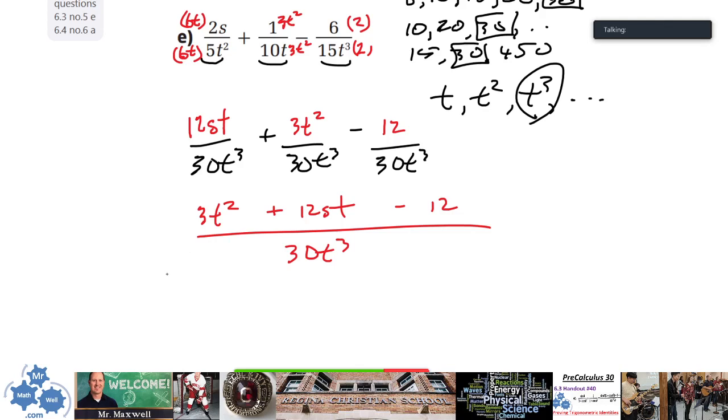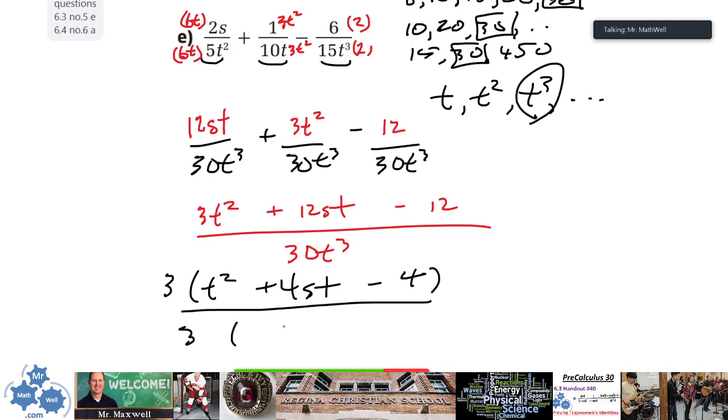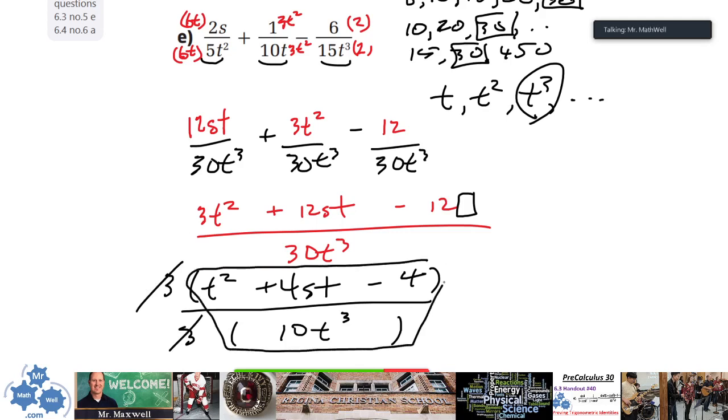So if we pull a 3 out, then we're left with t squared plus 4st minus 4. Pull a 3 out of there, right? Divide 3, divide 3, divide 3. And then if we divide 3 out of the bottom as well, we get 3 times 10t cubed. I don't have any t's in this term here, so I can't pull out a t as well. And of course, no s's in all the terms. So now these 3's can go away, and it appears that we have our final answer, because it doesn't look like we can factor these any further.